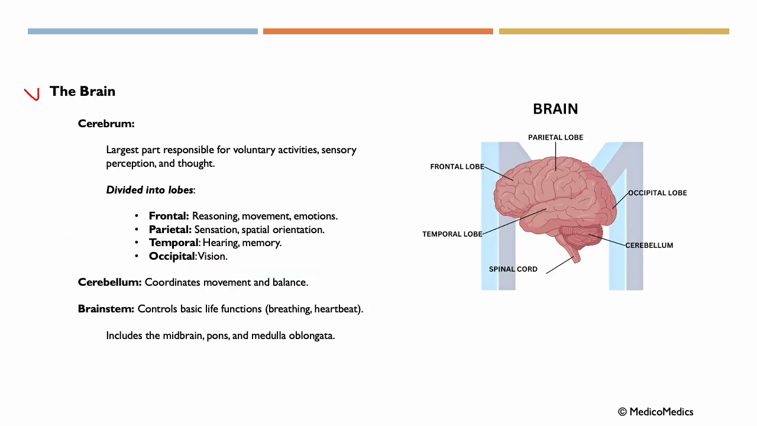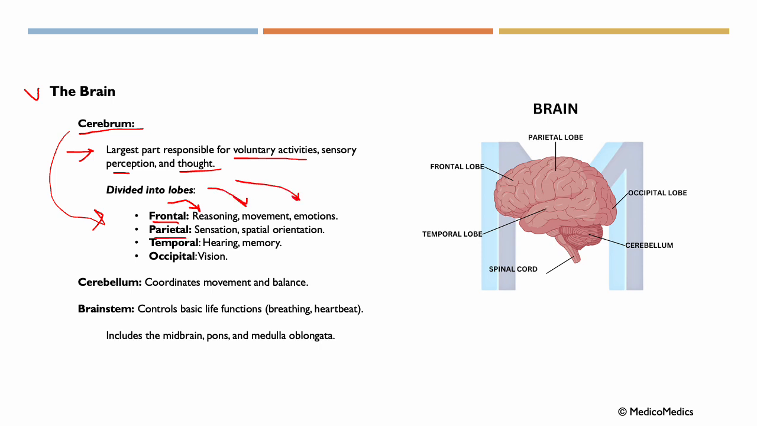Now let's go back a bit to the brain. So the brain has the cerebrum, which is the largest part of the brain responsible for voluntary activities, sensory perception, and thought. The cerebrum is divided into lobes. So we have the frontal lobe. Important here is reasoning, the ability for reasoning, movement, and emotions.